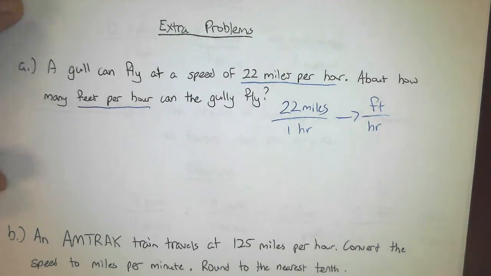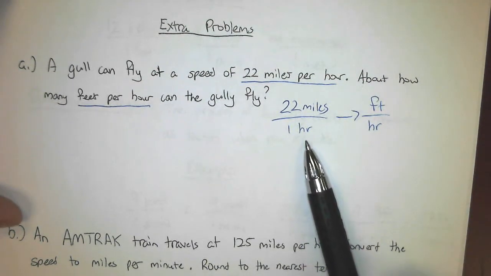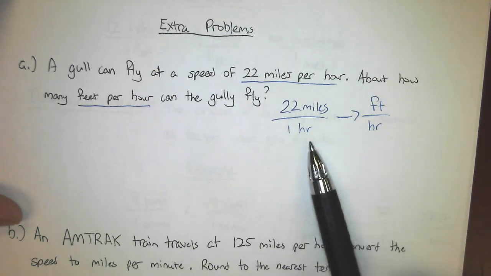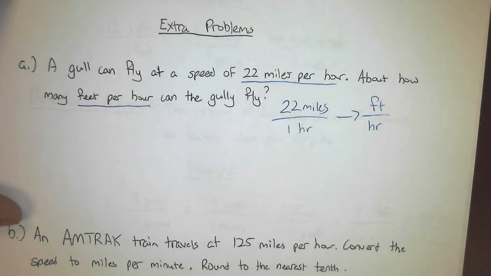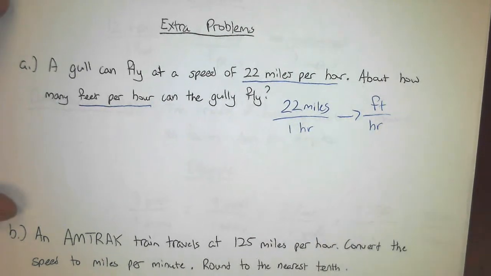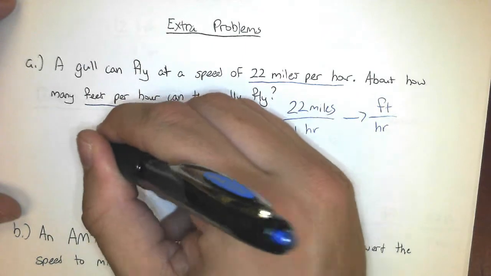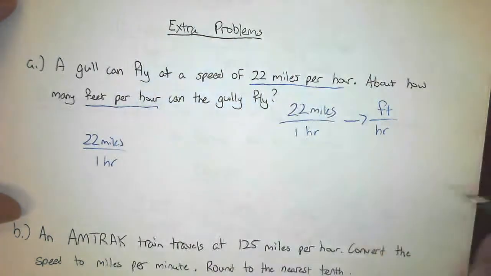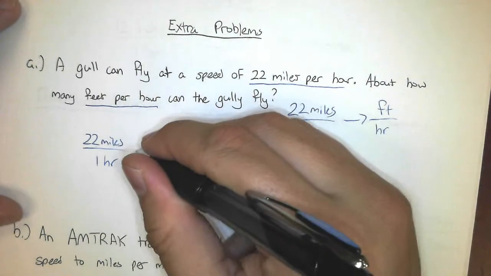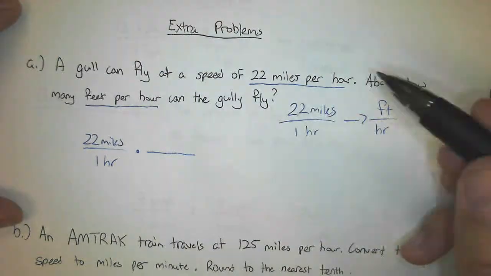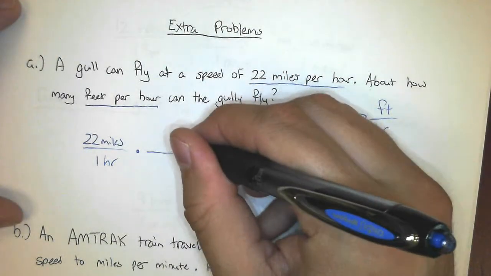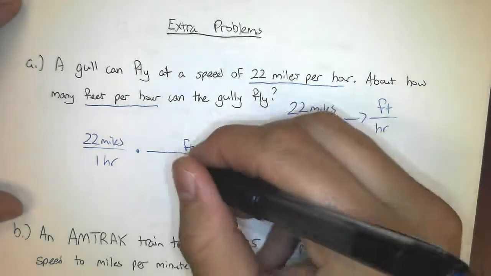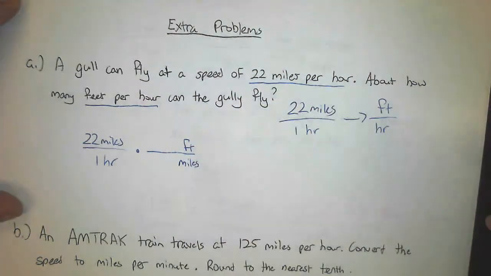All right, so if we notice again, we have hours as a denominator, and what we're trying to get to is hours as a denominator over here. So we do not need to convert hours. It's already set. So we need to convert miles to feet. So we're going to take 22, that's miles per 1 hour, and we're going to convert those miles to feet. So we're going to multiply. Again, we're converting miles over to feet. That's going to stay in our numerator. Our denominator is going to be what we're converting from. That's miles.